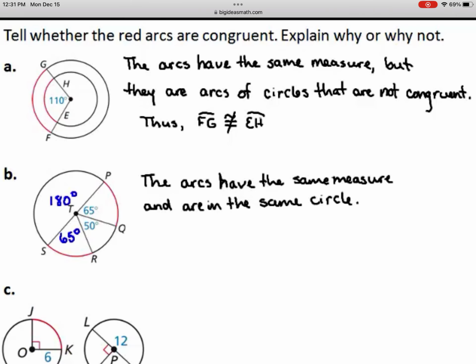So the arcs have the same measure and are in the same circle. Thus, arc RS is congruent to arc PQ by the congruent central angles theorem.